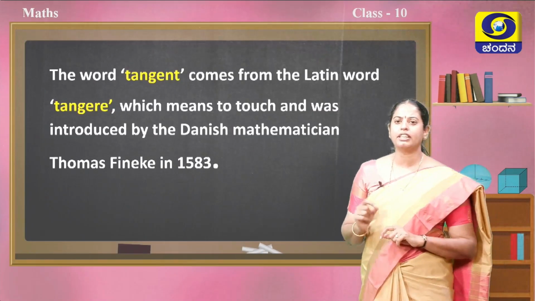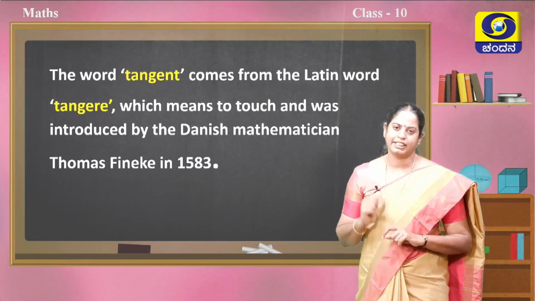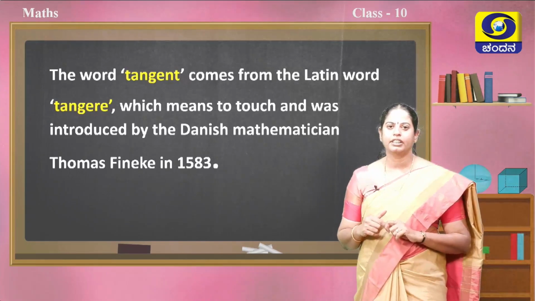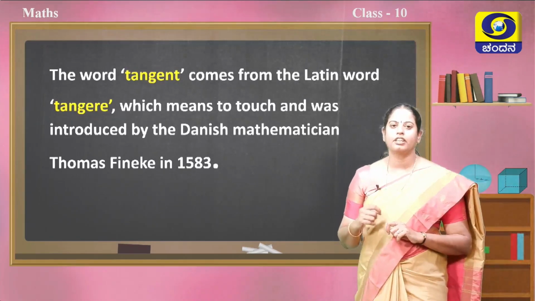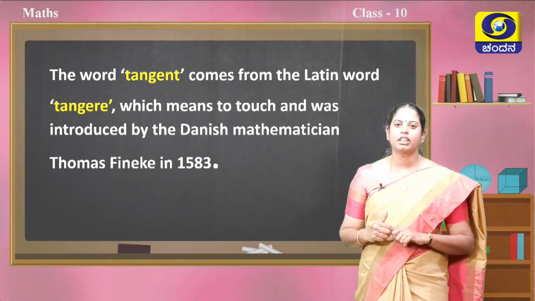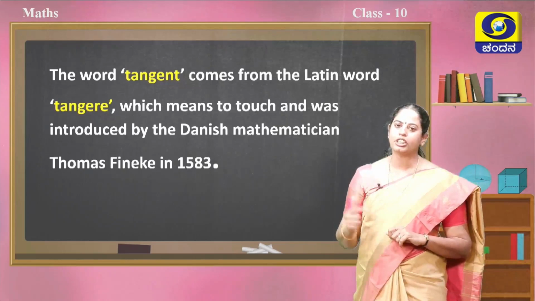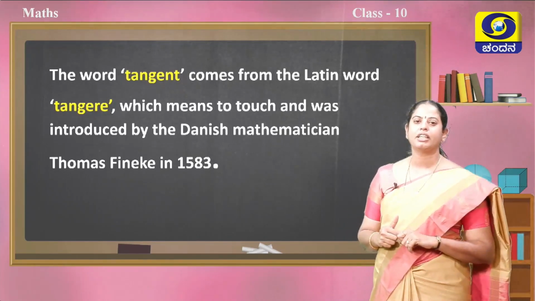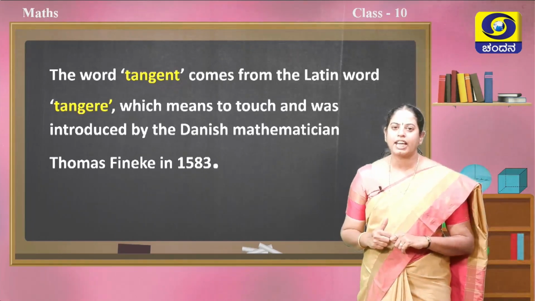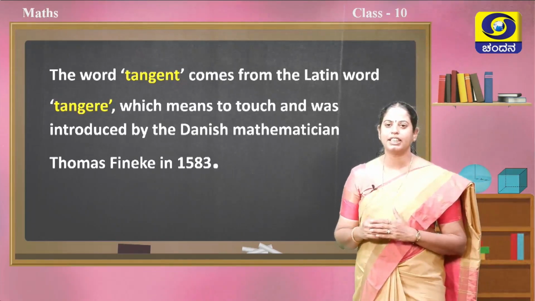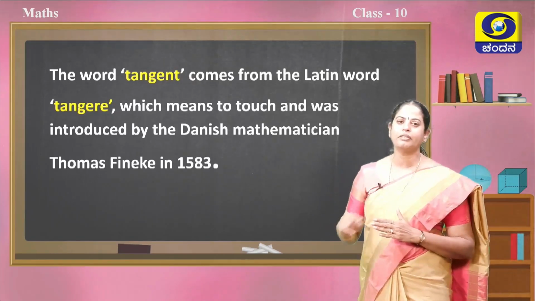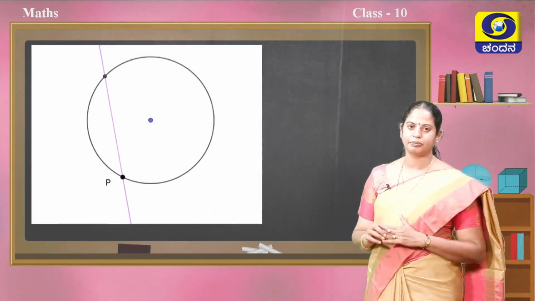Now, you are hearing a new word, tangent. Where does it come from? It is a Latin word derived from the word tangere, which means to touch, and was introduced by the Danish mathematician Thomas Finke in 1583. So, tangent means to touch. Yes, the line is touching the circle at only one point, hence the name tangent.